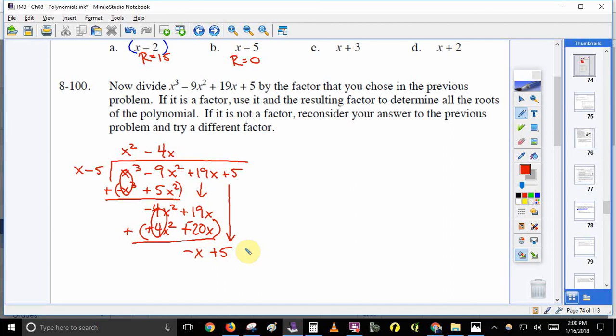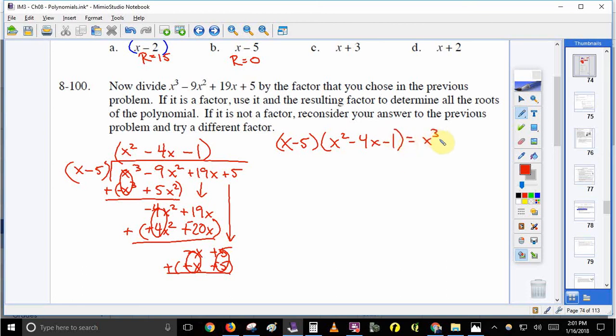Things are looking pretty good for us. So in order to get negative x, when I have x, I need to do minus 1 here. So minus 1 times x gives me negative x. Minus 1 times negative 5 gives me plus 5. I need to subtract those. So change all these signs. And I get 0 and 0, and I have a remainder of 0. So what this tells us is that x minus 5 times x squared minus 4x minus 1 equals our original third degree polynomial.